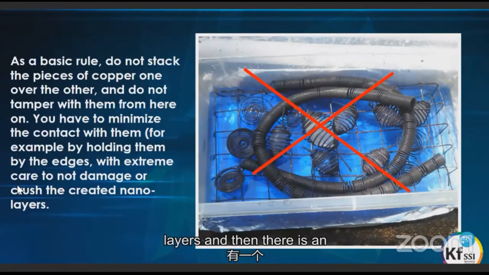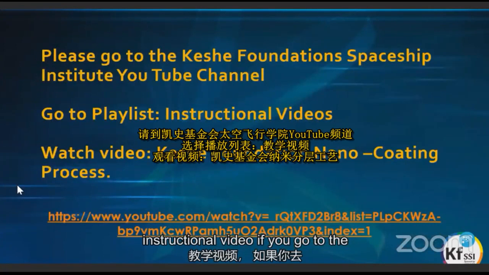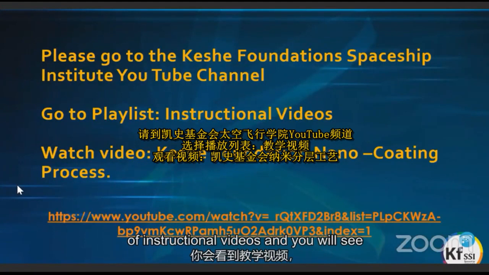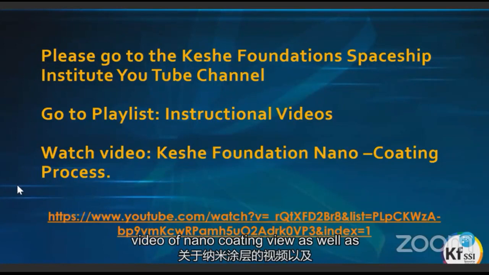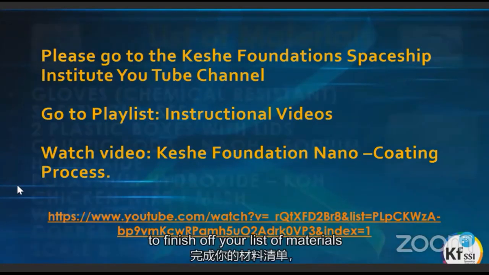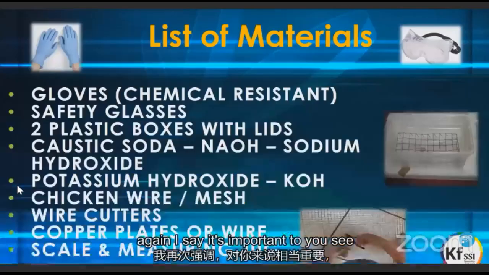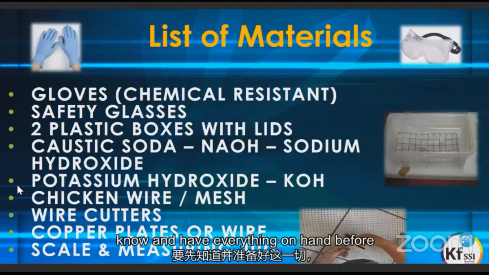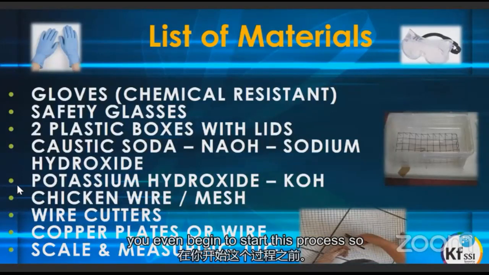And then there is an instructional video. If you go to the YouTube channel and go to the playlist of instructional videos, there you will see a video of nanocoating, as well as some information on the KF Wiki. And then just to finish off your list of materials again, I say it's important. You see, it's quite an involved process. You need to really have yourself prepared to know and have everything on hand before you even begin to start this process.